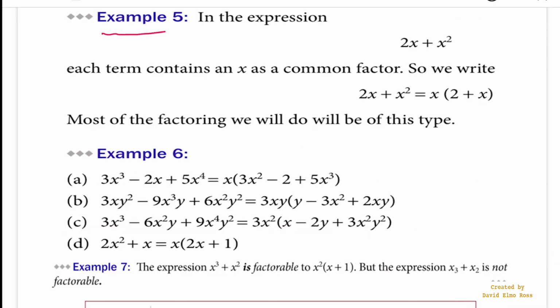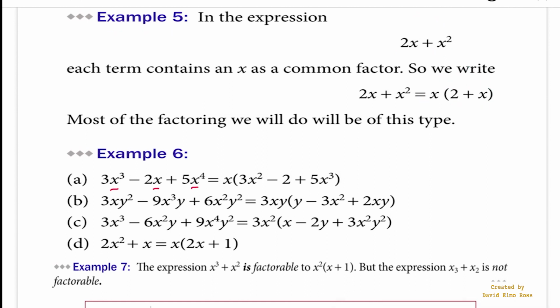Let's take a look at example 5 here, and we have 2x plus x squared. Again, we have x here, we have x squared, so we have a common factor of x. So if we put x in front and then say what times x is 2x, we can put a 2 here. What times x is x squared? Then we can get x squared by doing this, and this again becomes a factor here of that expression.